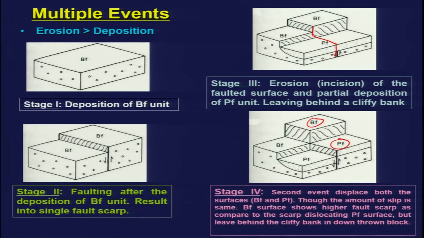Though the amount of slip was the same, that is during 2 events the amount of slip, say in the first event it was 2 meters, in the second event it was again 2 meters, okay, but the BF surface shows a higher scarp as compared to the scarp which was dislocating the PF surface, okay. So, the BF surface is showing a higher scarp and the PF surface is comparatively lesser. So, because this was during the recent event, but leaving behind the cliffy bank in the down thrown block, okay.